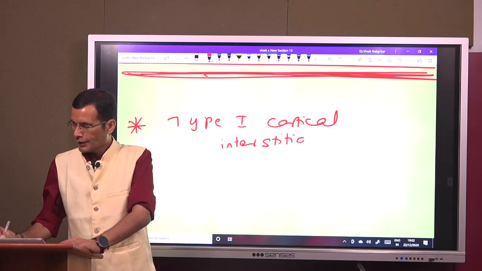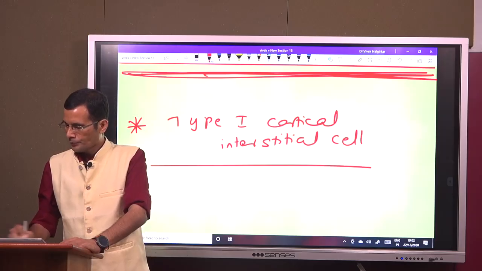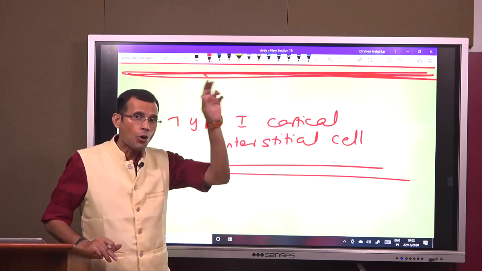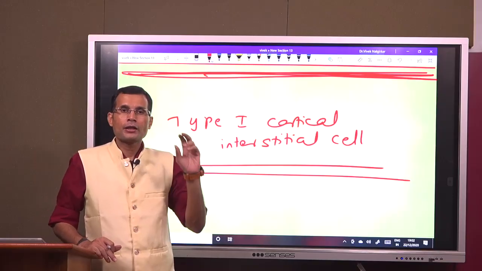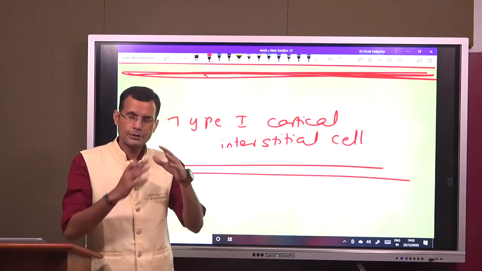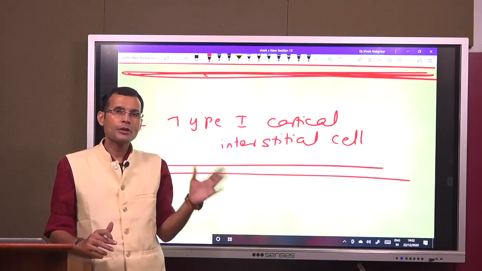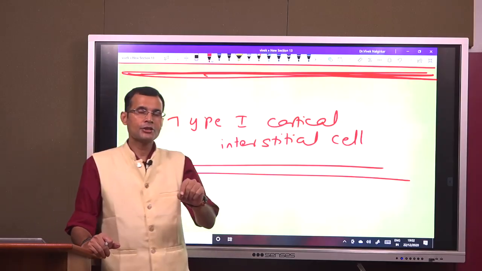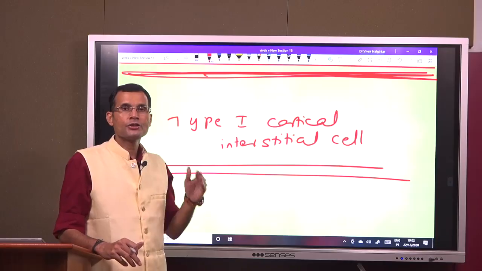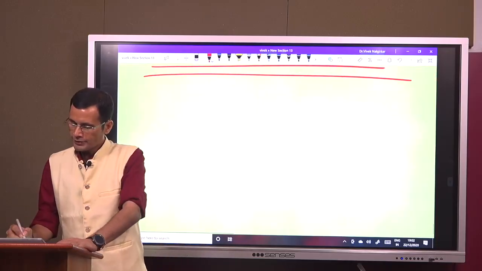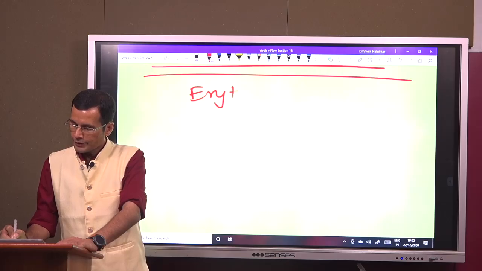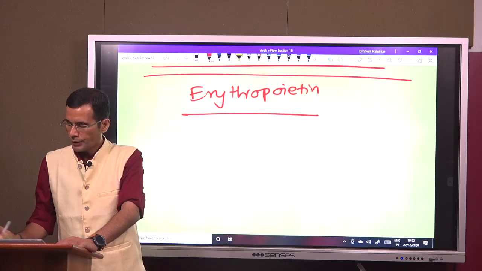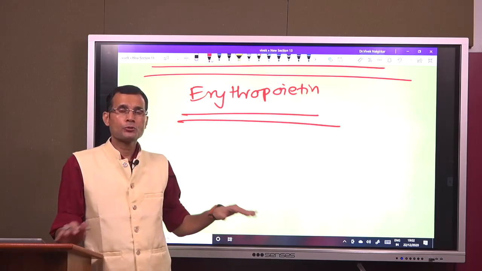Around the peritubular capillaries in the renal cortex. So in the cortex, around the peritubular capillaries, but outside the nephron, there is this interstitial cell. So it's called as cortical interstitial cell. This cell synthesizes erythropoietin. It's not a part of JG apparatus, so don't confuse.